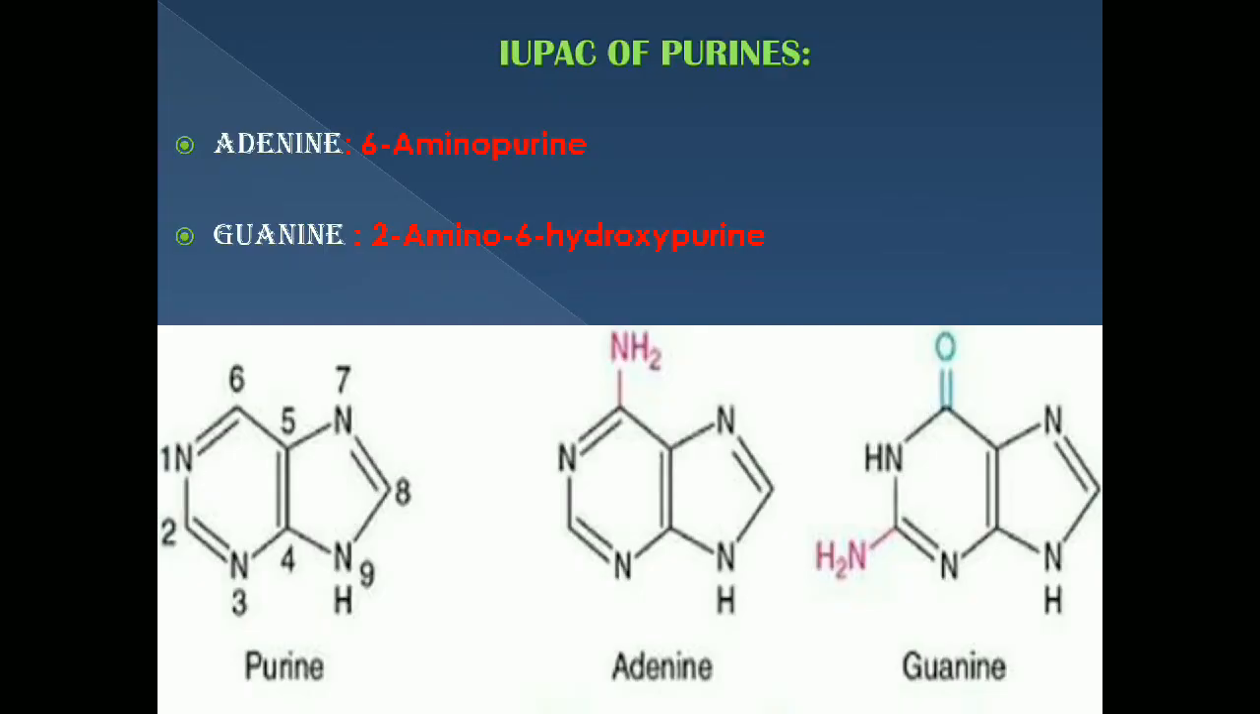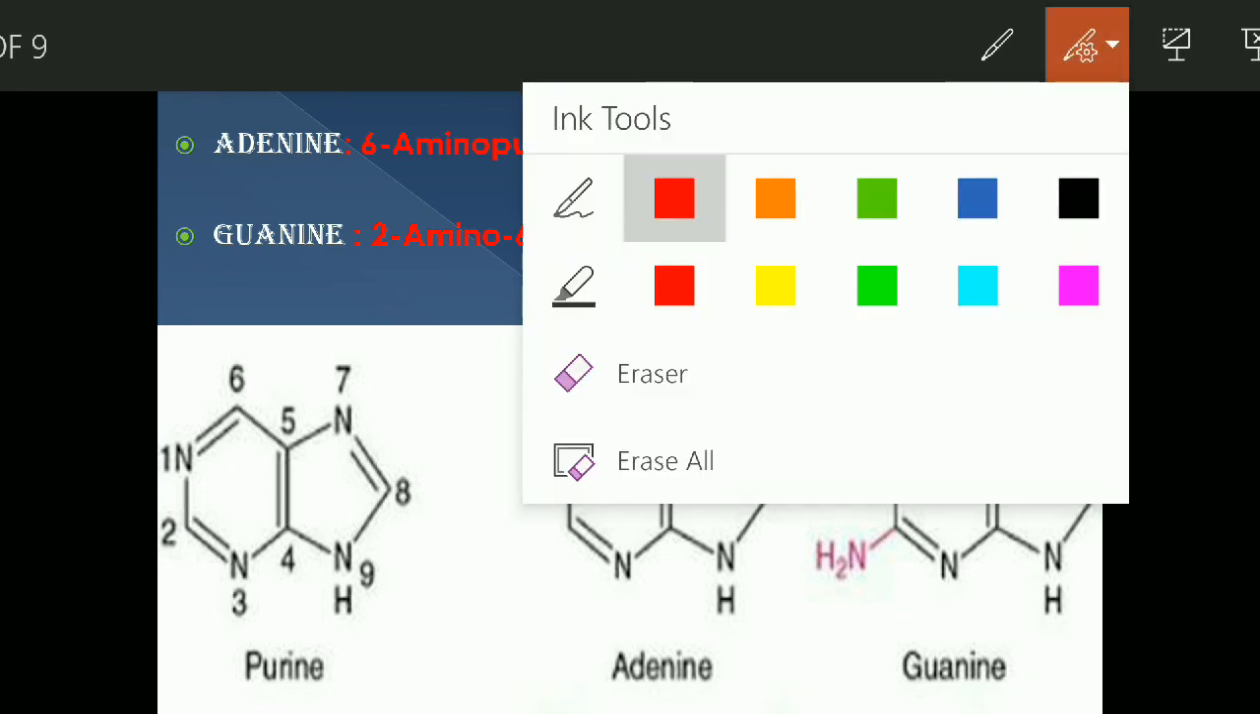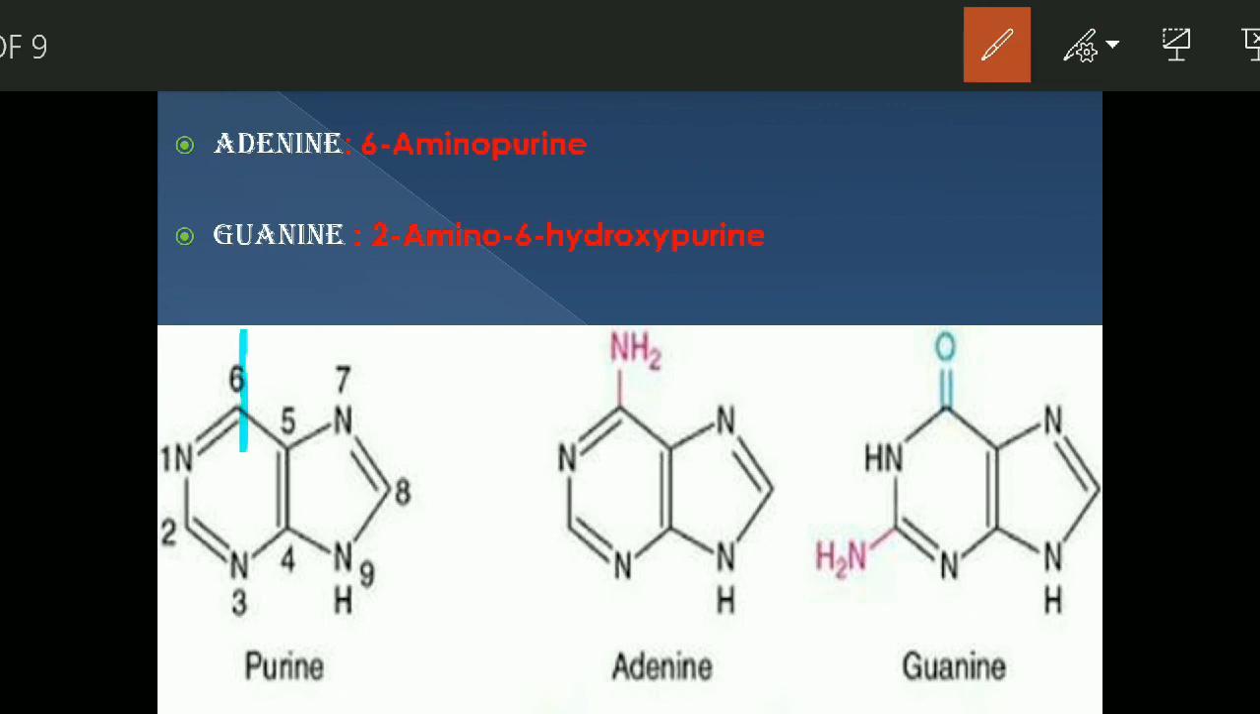We have two types of purine. One is adenine, the other is guanine. For adenine, the IUPAC name is 6-aminopurine. I told you how to number the purine. So on the sixth position of the purine, we have an amino group for adenine. So here is an amino group for adenine.